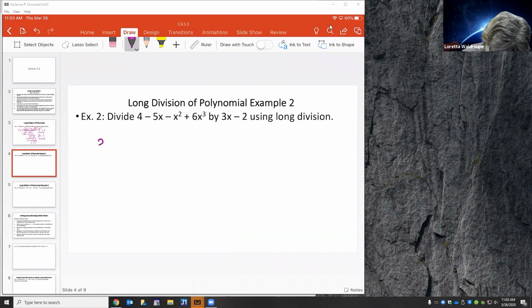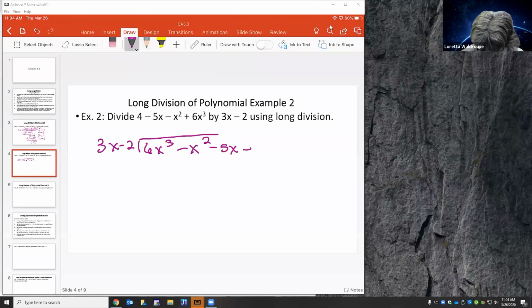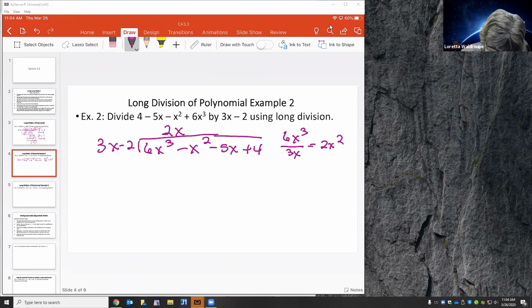3x minus 2. Now, my polynomial that I'm dividing into is not in the correct order, so I have to rewrite it and put the highest power first, and write it in descending order. So what is 6x cubed, first term, divided by first term? That becomes my first term in the quotient.